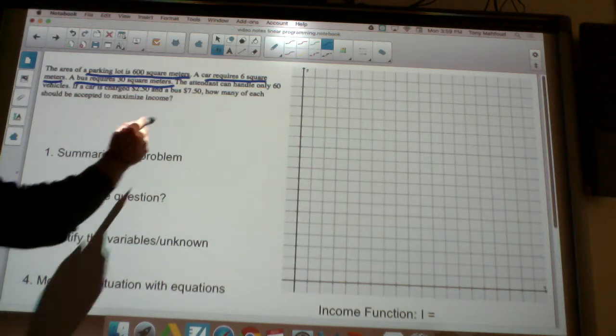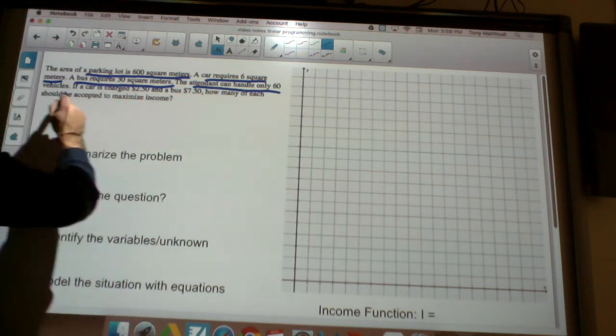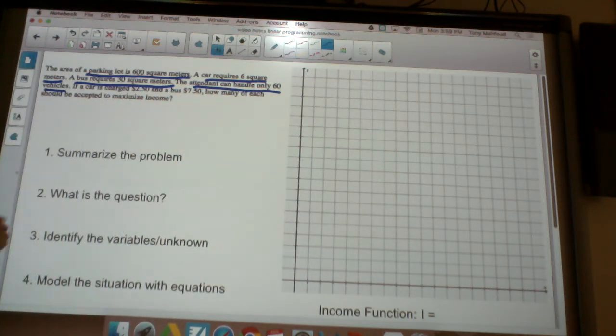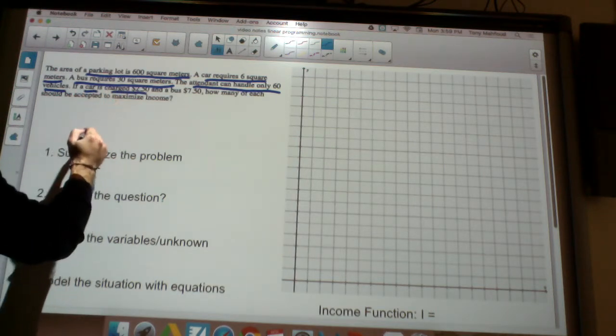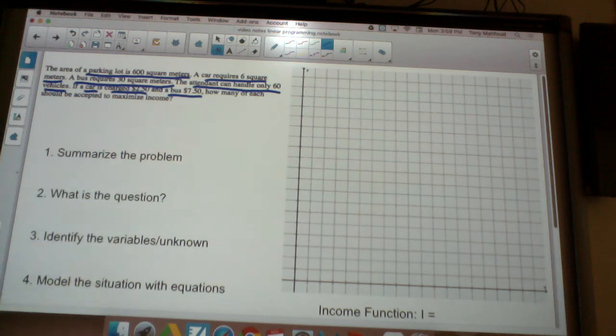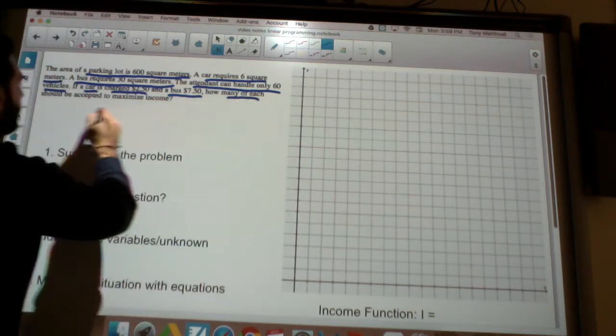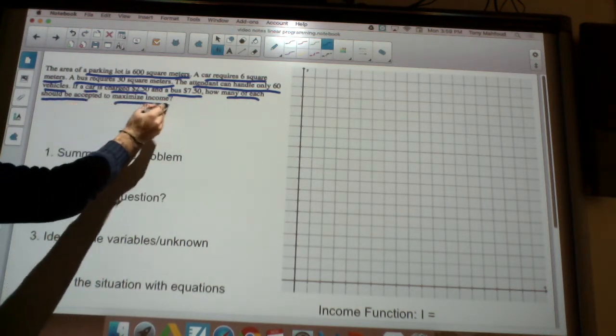The attendant can handle 60 vehicles, and if a vehicle is charged, we have a car that's charged 250 and a bus that's charged 750. So when they go in, they get charged 250. How many of each should be accepted to maximize income?